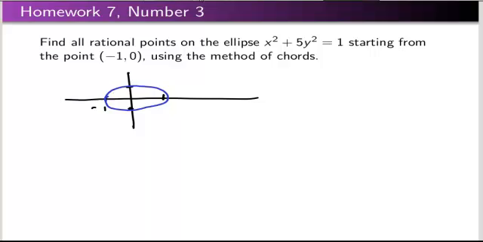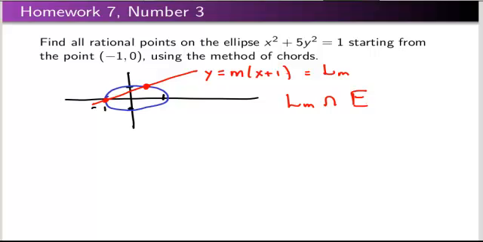Okay, and so we're just going to use the method of chords. So I'm going to draw a straight line like that. So the equation would be y equals the slope times x plus 1. And then we find the point of intersection. So call this line LM, and find LM intersect the ellipse.